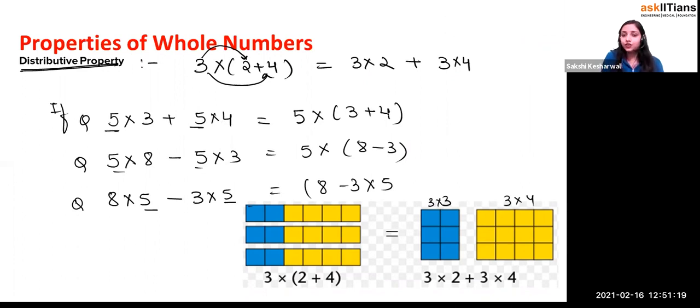15 plus 20 is equal to what, beta? 35. And 7 into 3 plus 4 is what? 7. 7 into 5 is what? 35. So 35 is equal to 35, right?